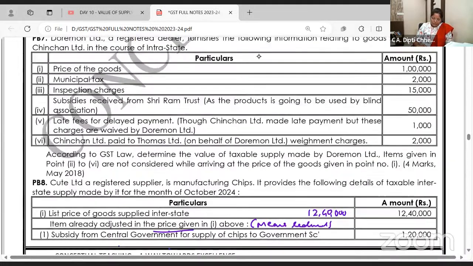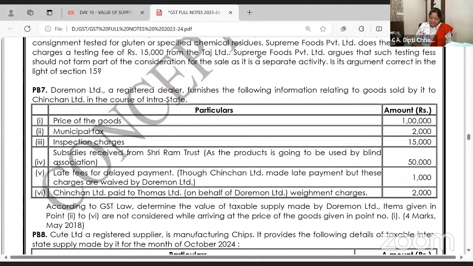Doraemon, a registered dealer, furnishes the following information related to goods sold by it to Sinchan. Price of the goods. What's the price of the goods? 1 lakh. You'll write in particulars the price of goods and 1 lakh. Are you all with me? Online students, there is not much response. Why so? Are you all following or not? These are all base level link chapters.